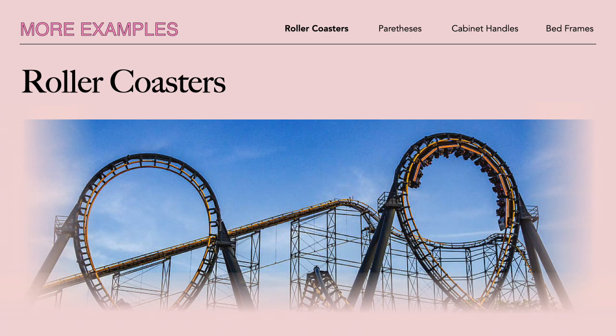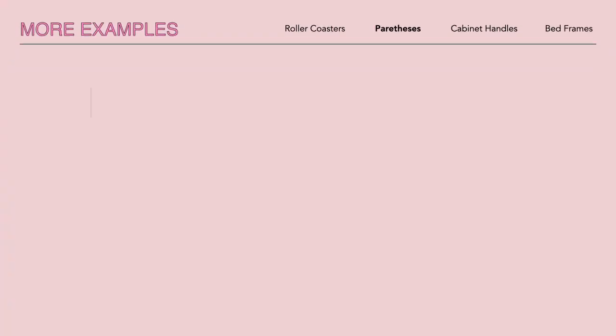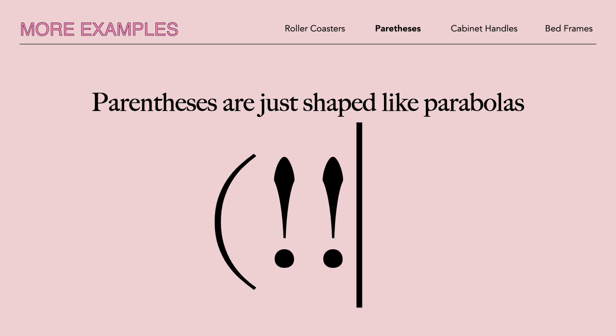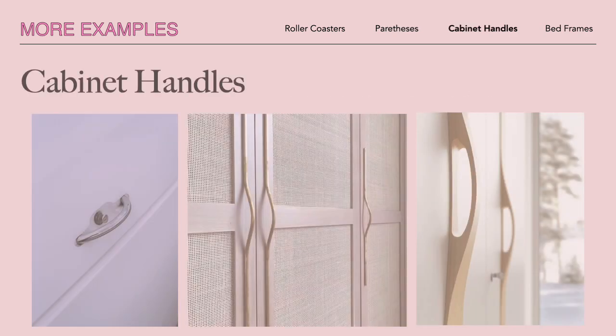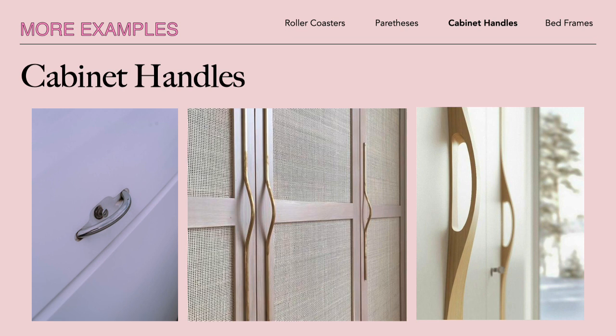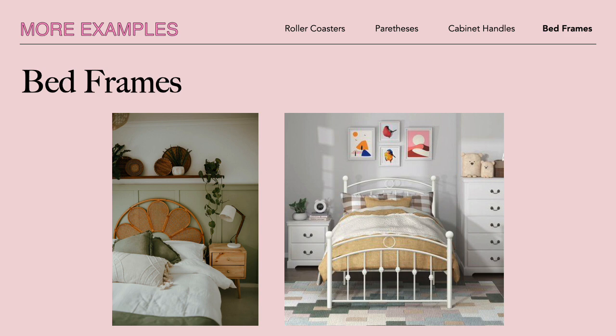Roller coasters also make use of the parabolic shape for a free fall thrill. Parentheses are just shaped like parabolas. Some cabinet handles are parabolas for holding comfortability. Some bed frame designs are also parabolas for aesthetics.